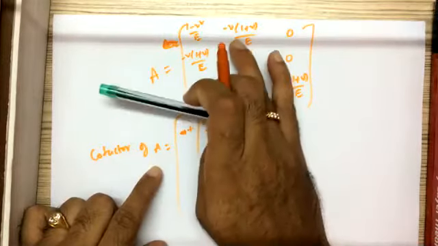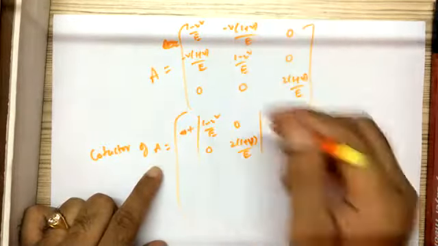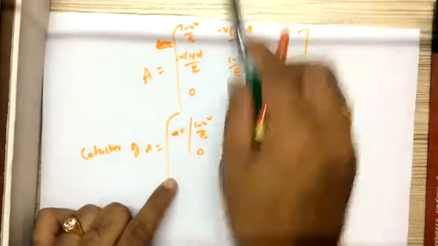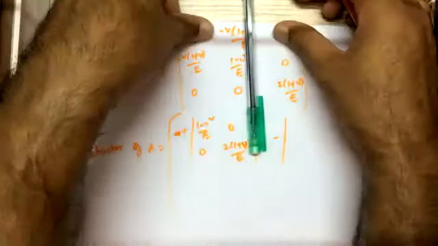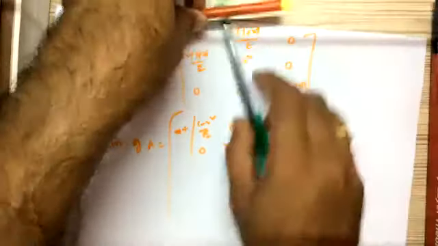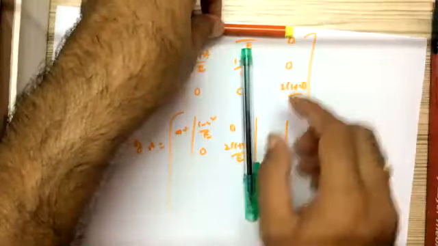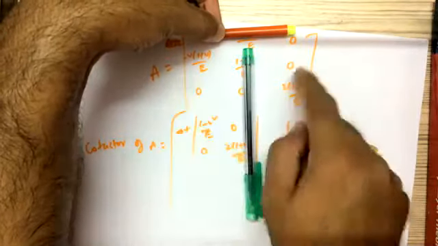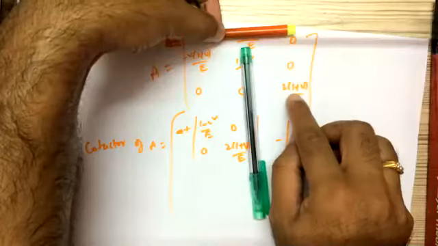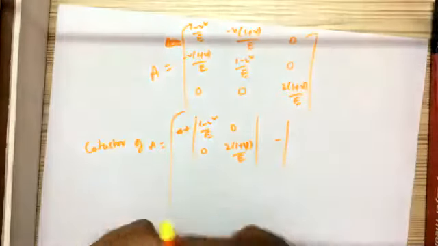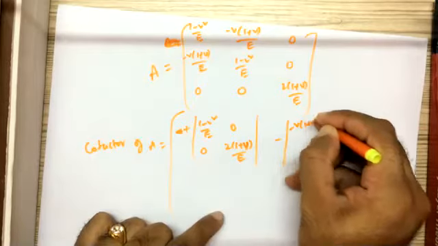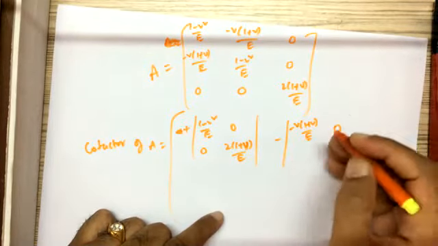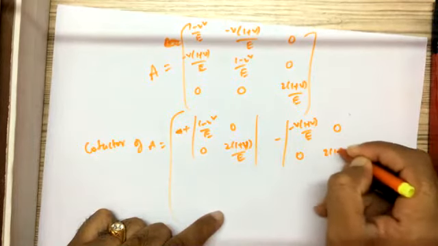My second element, 1, 2: minus 1 whole power 1 plus 2 is minus 1 whole cube, which is minus. Now take the det. You eliminate that particular row and column. What is remaining? Minus mu 1 plus mu by e, 0, 0, 2 into 1 plus mu by e.